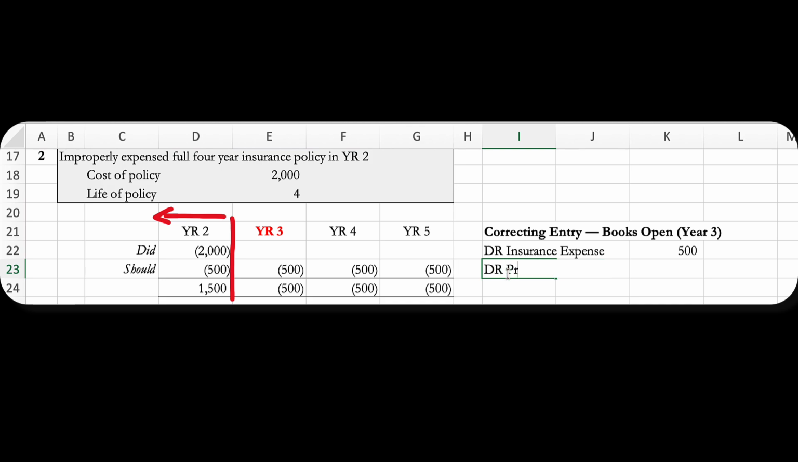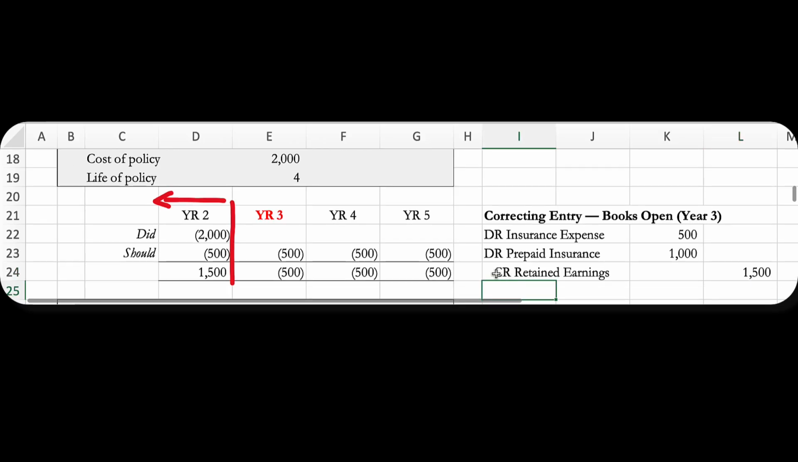So I'm going to debit prepaid insurance for $1,000. And then finally, I need to fix what's wrong with everything to the left of the line. So I'm going to credit retained earnings because retained earnings has $1,500 too much expense in it. So that needs to be added back.